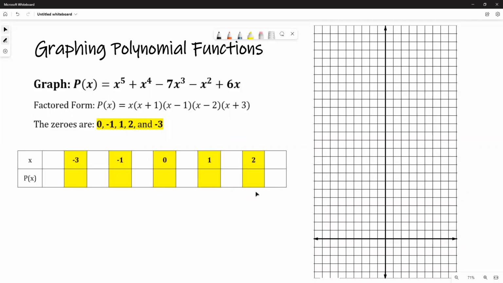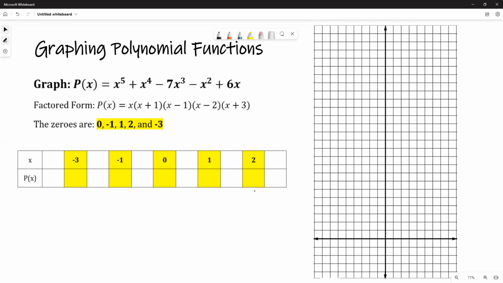Let's do the graphing polynomial functions. In this problem, we are asked to graph p of x is equal to x raised to 5 plus x raised to 4 minus 7x cubed minus x squared plus 6x. The factored form of the given polynomial function is p of x is equal to x times the quantity of x plus 1 times the quantity of x minus 1 times the quantity of x minus 2 times the quantity of x plus 3.